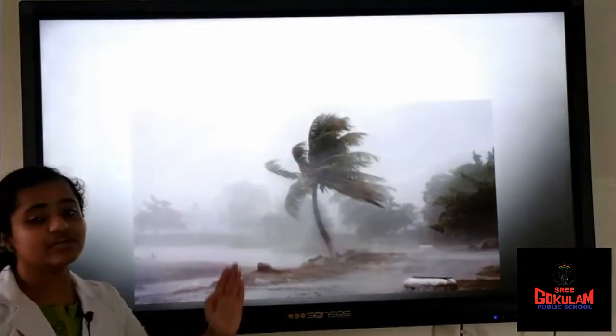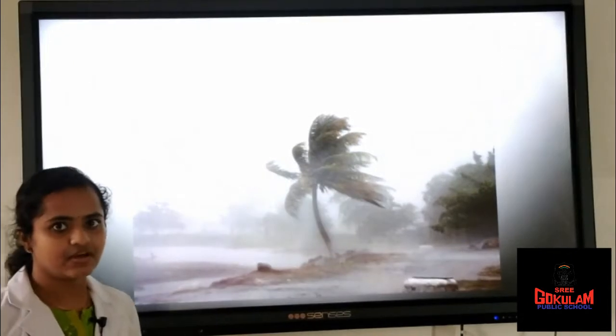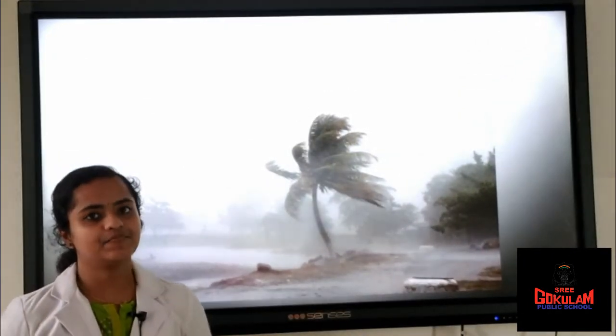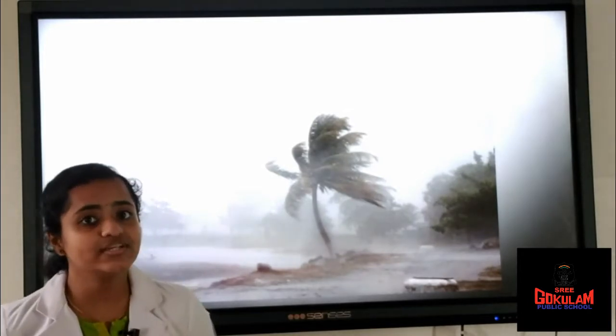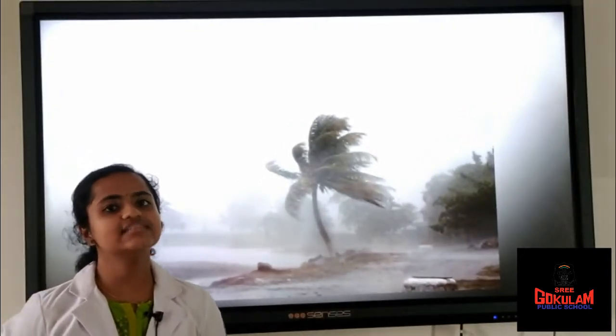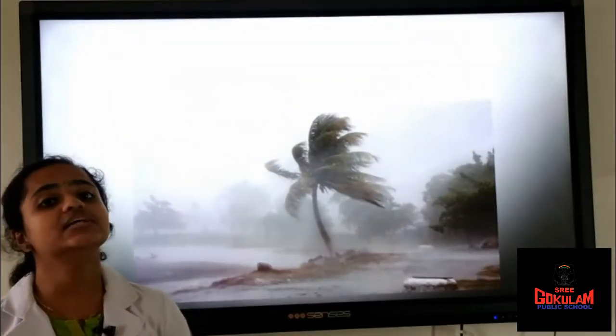Okay, so the picture shows a strong wind. Okay, and the strong wind is called gale. So the gentle wind is called breeze and the strong wind is called gale. Okay, next we are going to learn about the third type of wind.